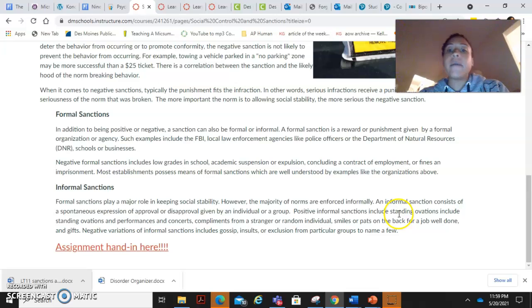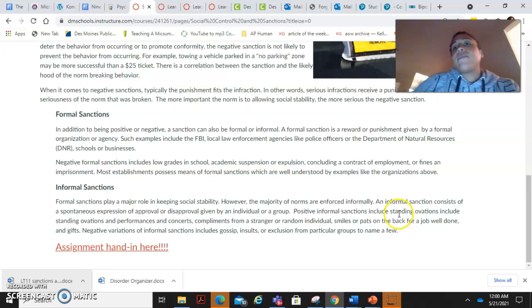Okay, positive informal sanctions include a standing ovation at the end of a really dope performance. You're like, oh my gosh, bravo, do encore. Okay, that is an informal positive sanction. Or compliments from a stranger or a random individual, smiles, pats on the back for a job well done, and gifts. Negative variations of informal sanctions include gossip, insults, dirty looks.